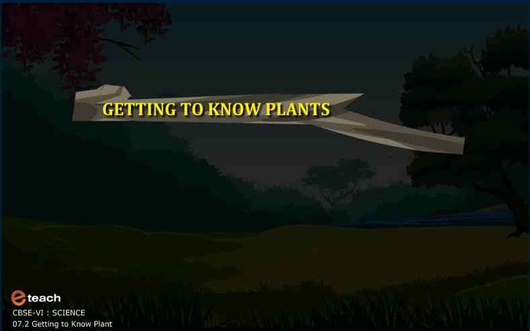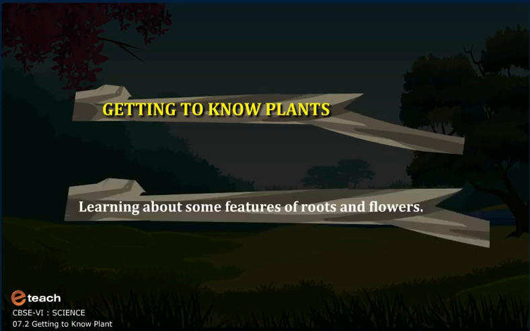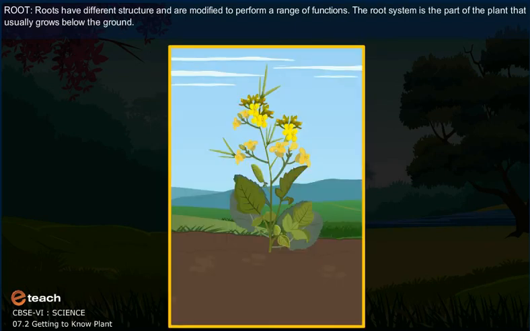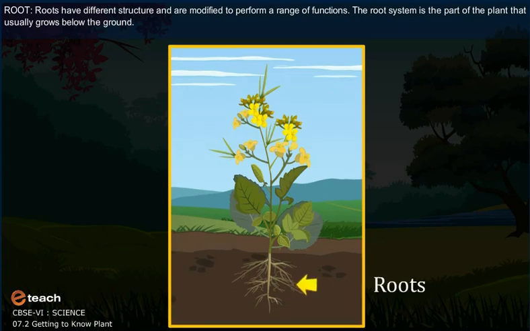Getting to know plants. Learning about some features of roots and flowers. Roots. Roots have different structure and are modified to perform a range of functions. The root system is the part of the plant that usually grows below the ground.